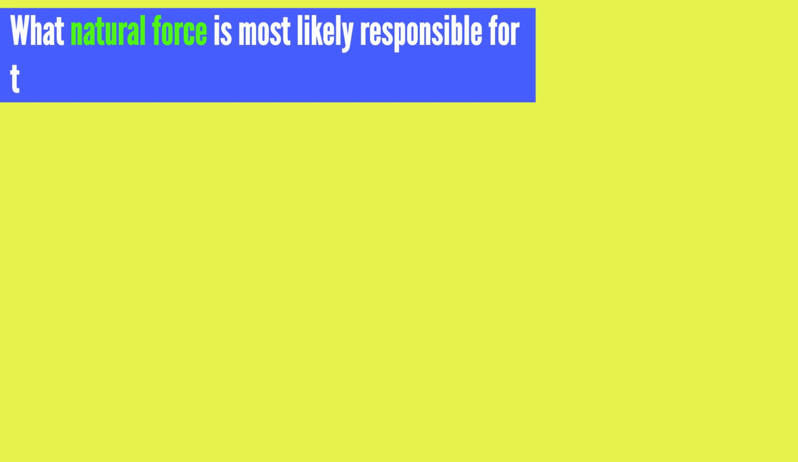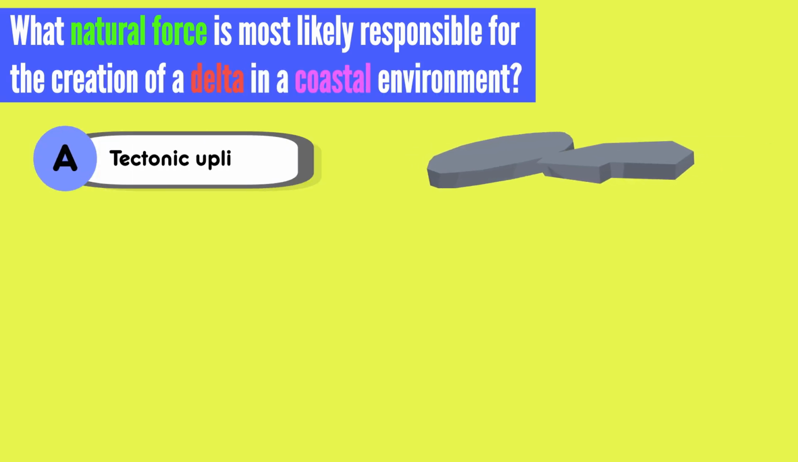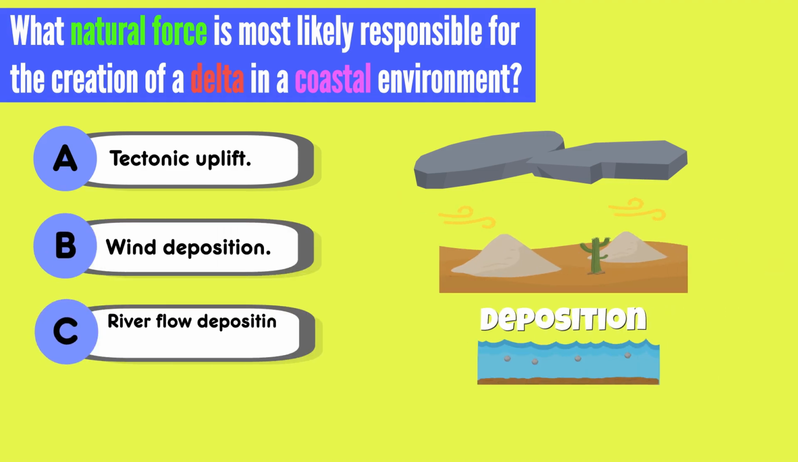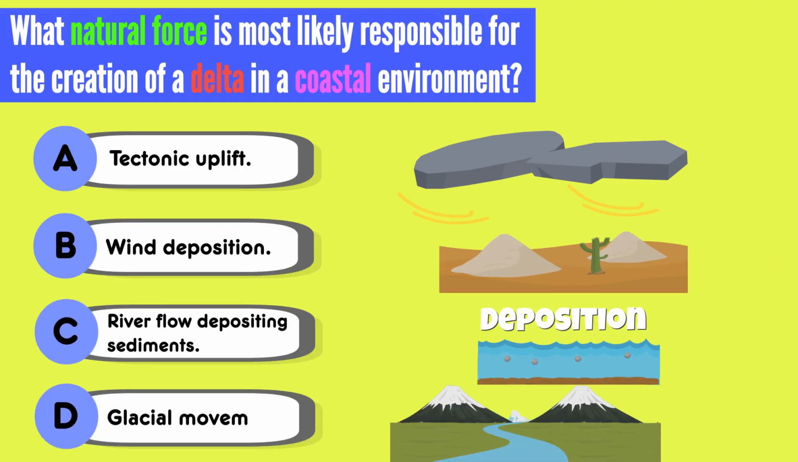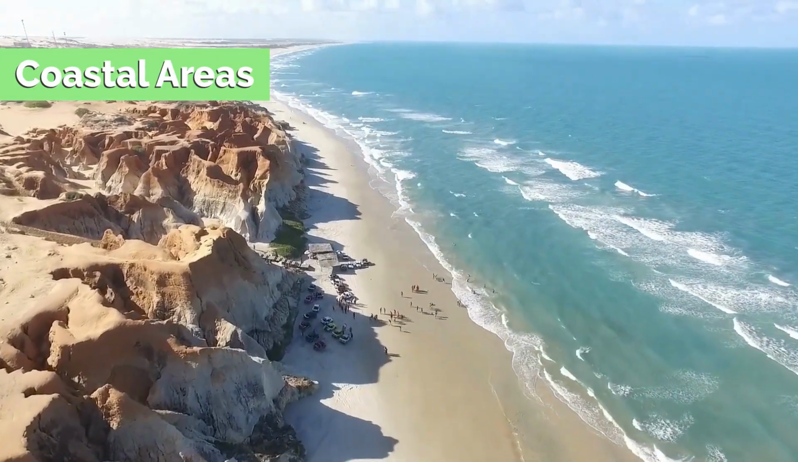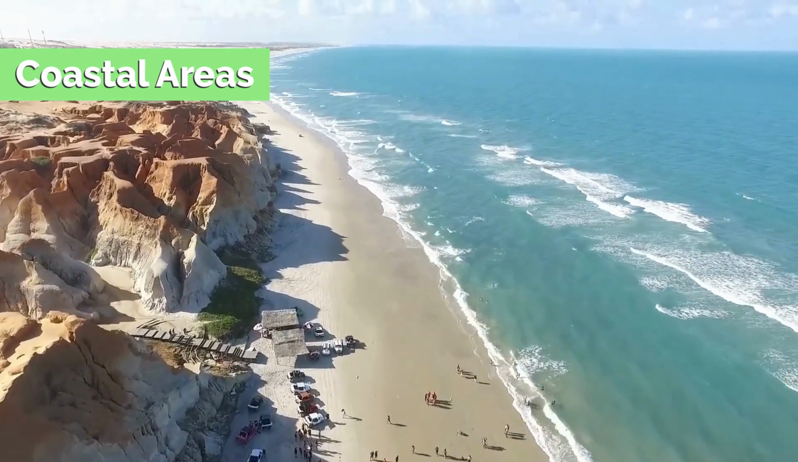Additional challenge. What natural force is most likely responsible for the creation of a delta in a coastal environment? A, tectonic uplift. B, wind deposition. C, river flow depositing sediments. D, glacial movement. Guiding question: Think about which force has the most significant role in transporting and depositing large amounts of sediments in coastal areas.